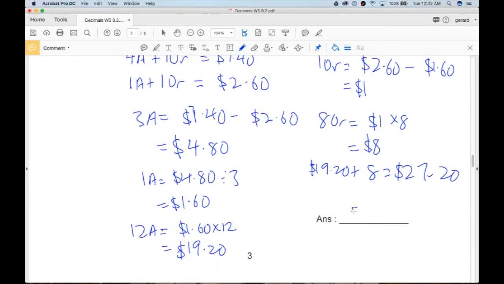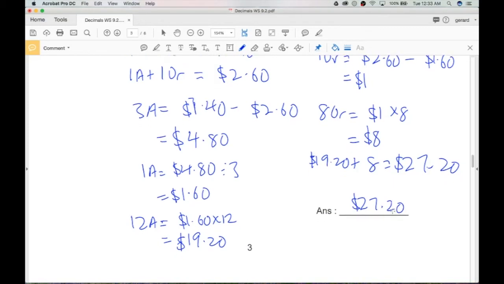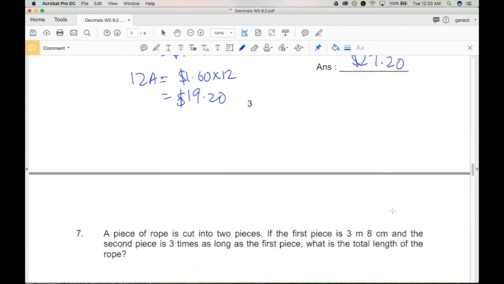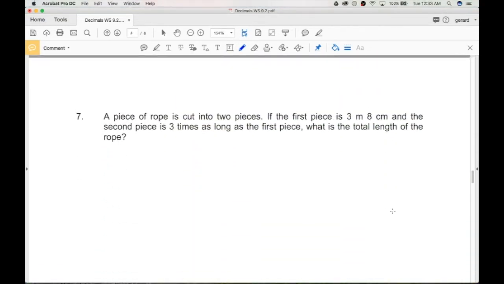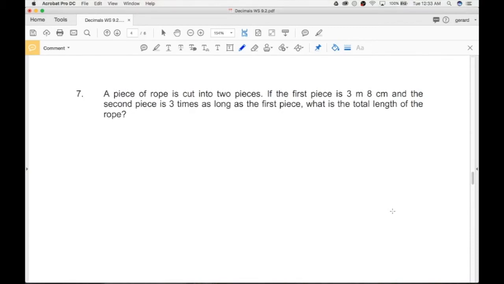Now you notice most of the questions here are similar to your whole numbers or any other types of problem sums. It's just that now you're working with decimals, going a little bit deeper, a little bit harder. Okay. Question 7. A piece of rope is cut into 2 pieces.